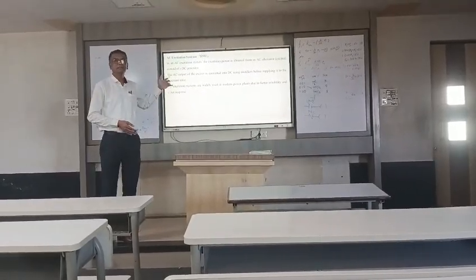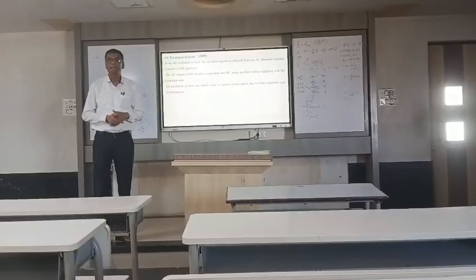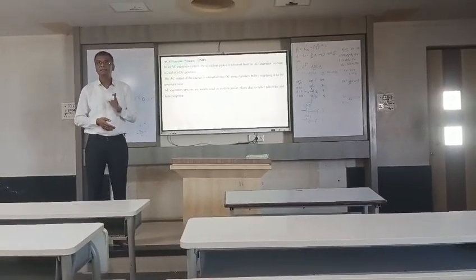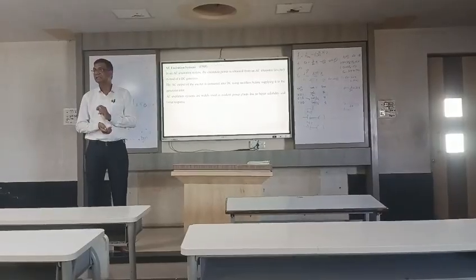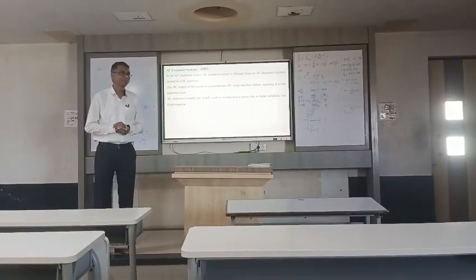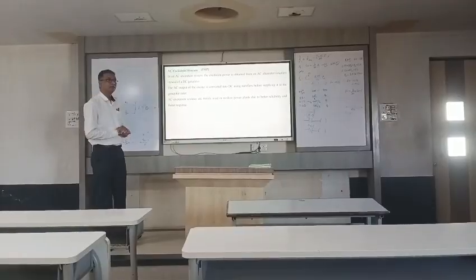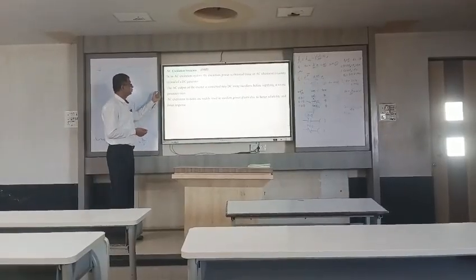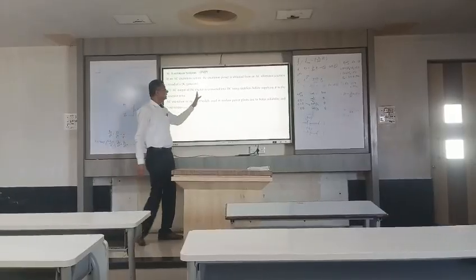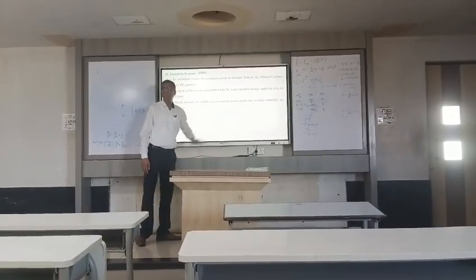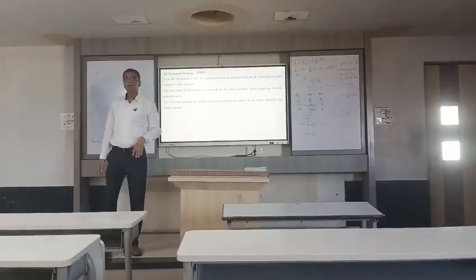Now this is another excitation system. This is the AC alternator or AC generator, and that AC generator will be treated as an exciter. Okay, so now the AC output of the exciter is converted into DC using rectifiers.